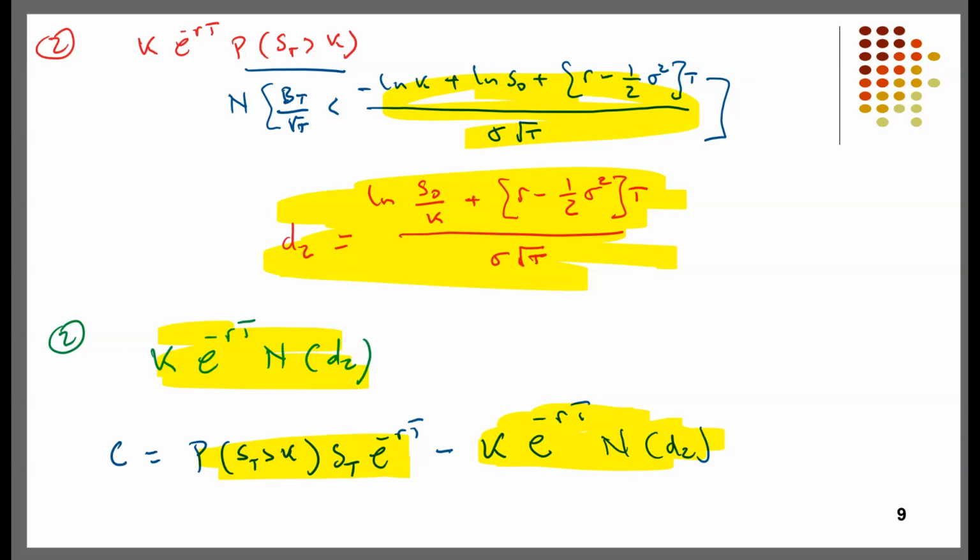We are doing good here because we have term 2. That was term 2, we're done with that, and we need to find what term 1 is. Term 1 is a little trickier, but it's doable. How do we do that? Term 1 tells us that we have the probability that the stock price is greater than the strike price, multiplied by ST, multiplied by the present value factor e to the minus RT. And we need to simplify this.